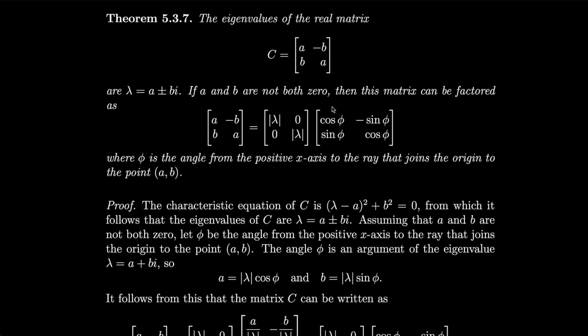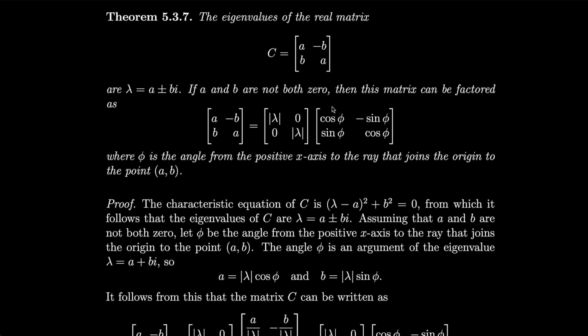Let's next prove that the eigenvalues of the real matrix C, where C is equal to [a, -b; b, a], are lambda equals a plus or minus bi. If a and b are not both 0, then this matrix can be factored as this thing right over here, where we have the absolute value of the eigenvalues on the diagonal, 0 otherwise, and we have the cosine of the angle from the positive x-axis to the ray that joins the origin to the point (a, b).